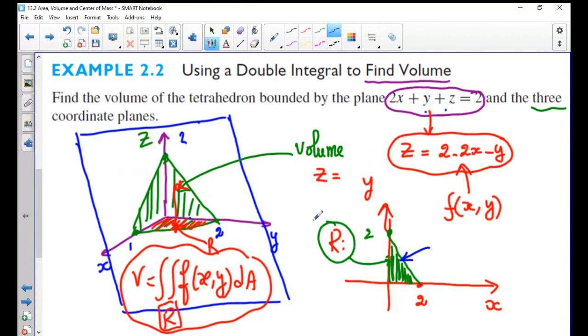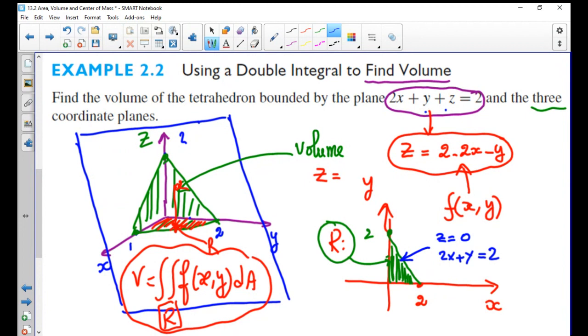Now, how did we get this line here? It's the intersection of this plane with the XY plane. So that means Z is equal to 0. So to find the equation of this line, put Z equal 0. So you will get 2x plus y equal to 2.